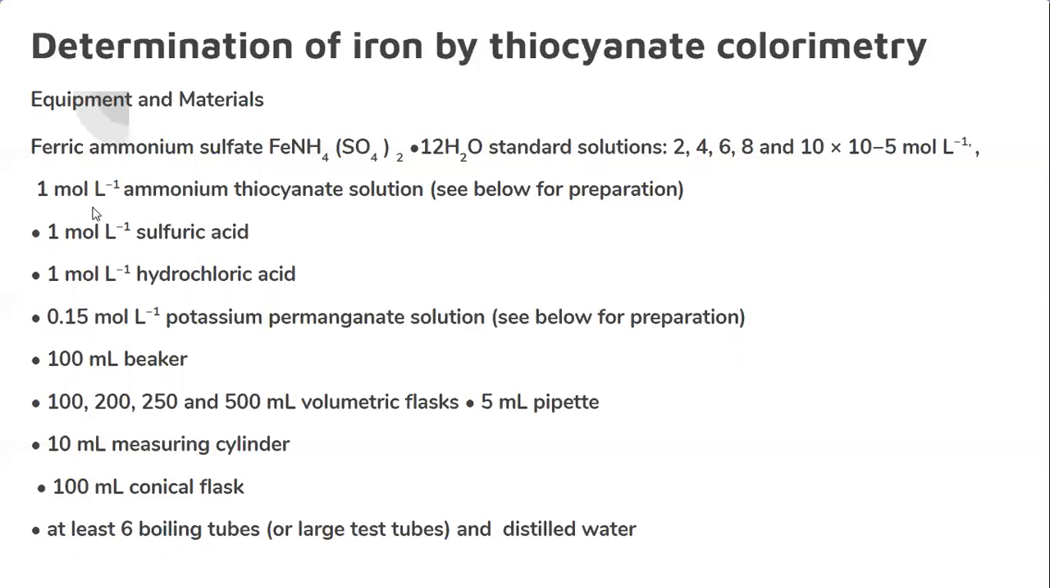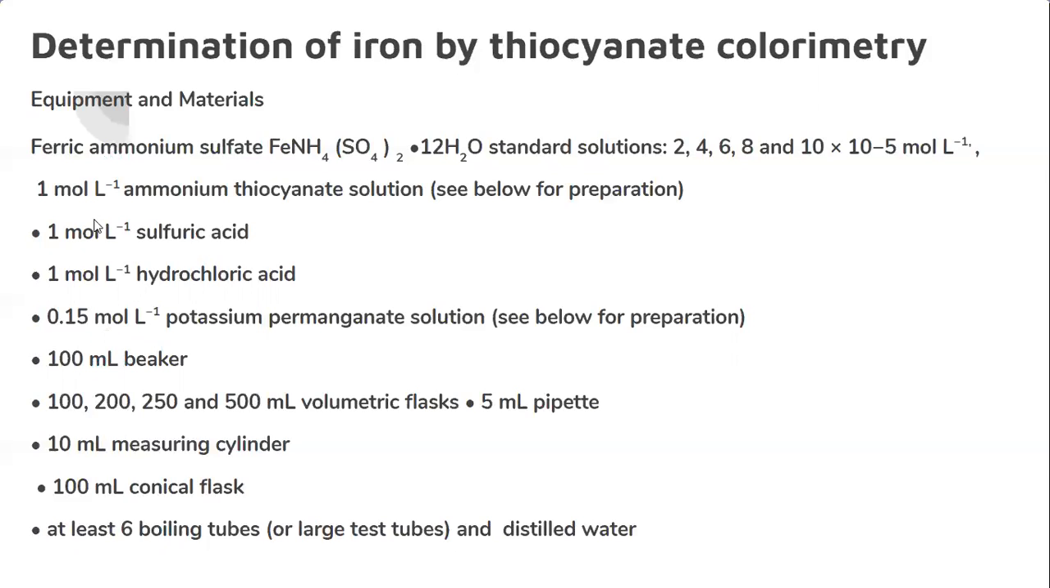Then we need another chemical, that is a reagent: ammonium thiocyanide of 1 mole per liter concentration, and 1 mole per liter concentration of sulfuric acid. Why? Because here we have only a few ferric ions. Whatever ferrous ions may be present may be oxidized to ferric ions. For that purpose we use sulfuric acid and also hydrochloric acid. And next, potassium permanganate solution. If required we use it, but on hand we are keeping this.